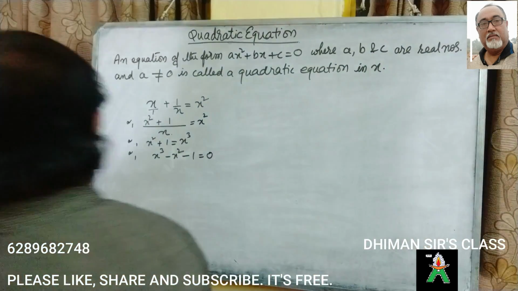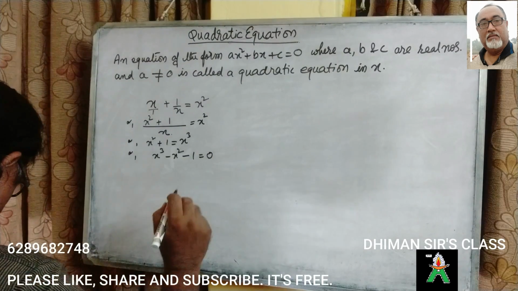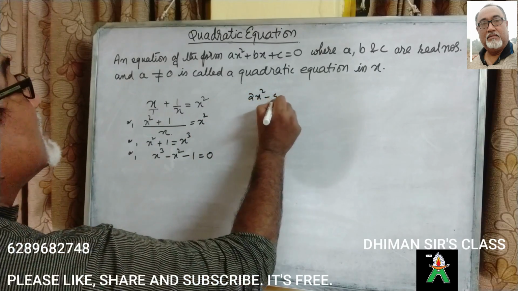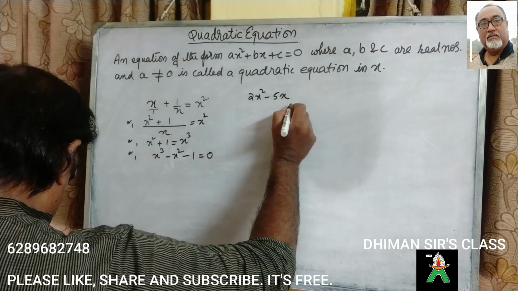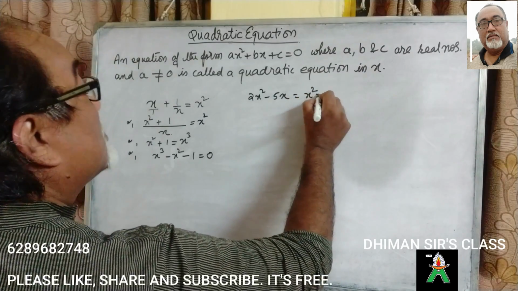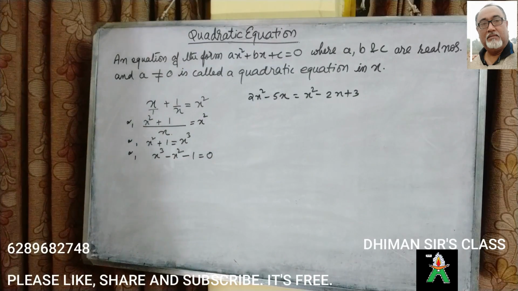Okay, so let us take another example. Let that be 2x square minus 5x is equal to x square minus 2x plus 3. Let us take this as an example.